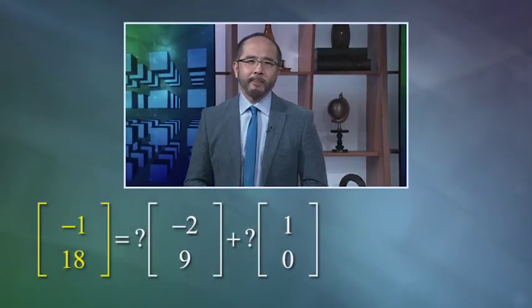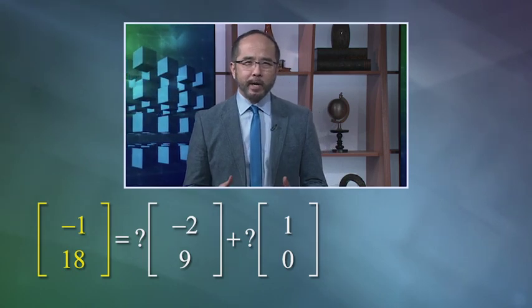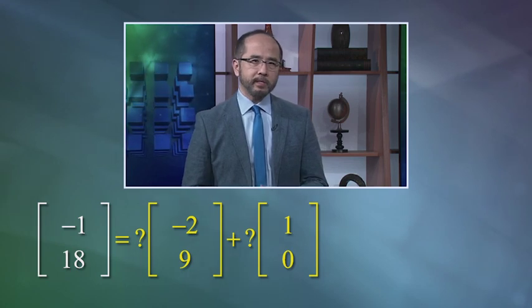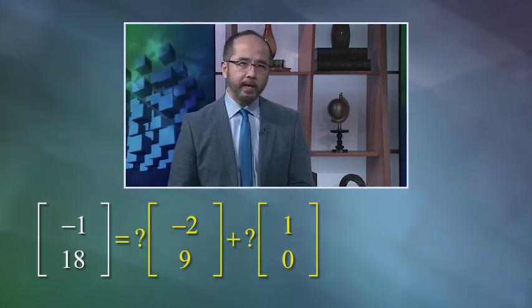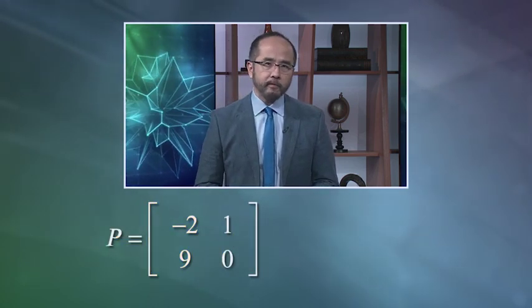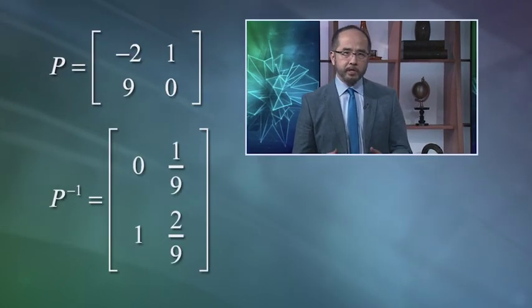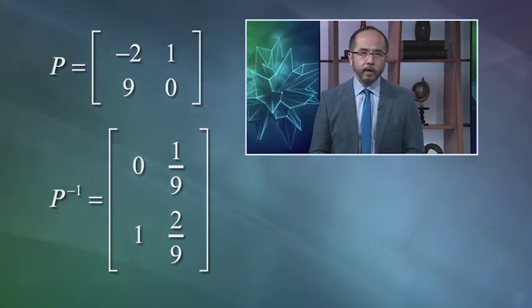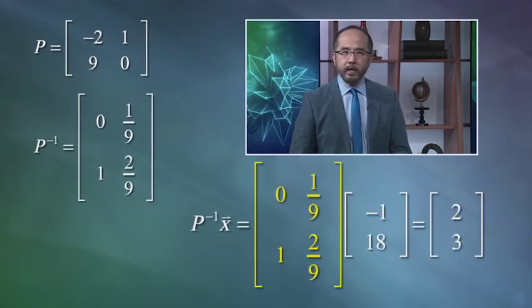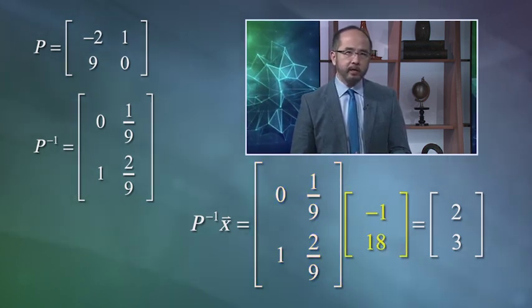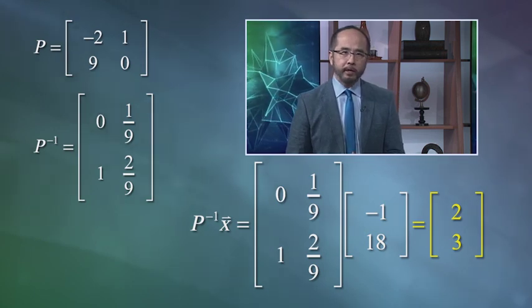Let's do an example. Suppose we want to know how to express the vector (-1, 18) in terms of the basis consisting of the vectors (-2, 9) and (1, 0). Then we let P be a matrix with (-2, 9) and (1, 0) as columns. Then P inverse can be computed to be the 2 by 2 matrix with entries 0, 1/9, 1, and 2/9. If you take P inverse and multiply by the vector (-1, 18), you'll get the vector (2, 3).